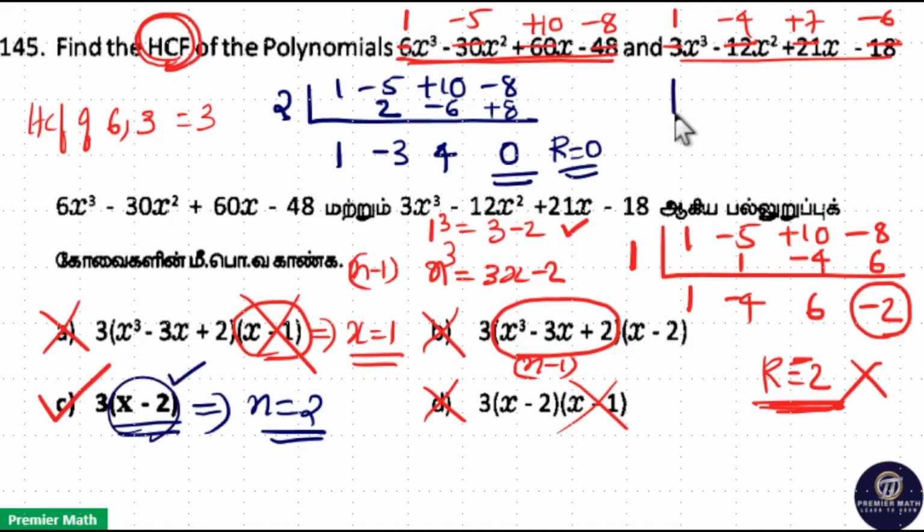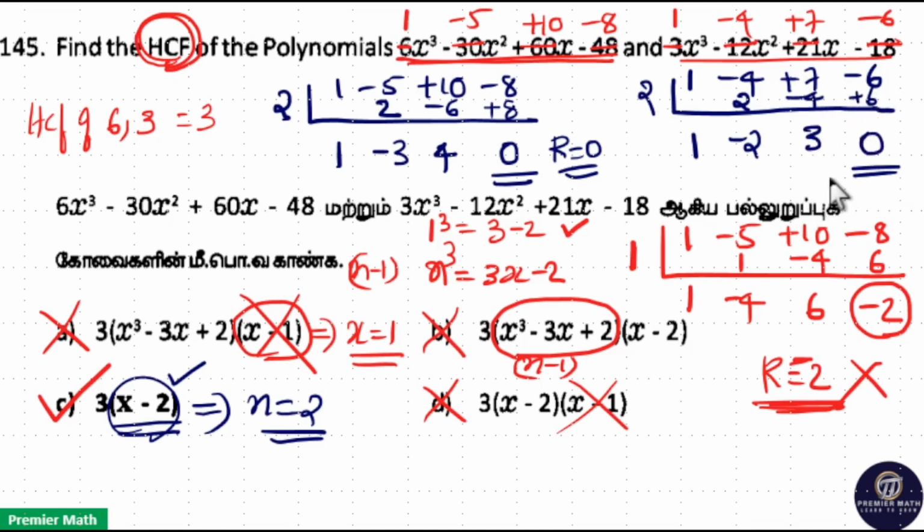Now in the case of the second polynomial, write the coefficients. That is 1, minus 4, plus 7 and minus 6. Now the divisor is 2. Write the first coefficient as it is. 2 into 1 is equal to 2. Write it here. Minus 4 plus 2 is equal to minus 2. Minus 2 into plus 2 is equal to minus 4. 7 minus 4 is equal to 3. 3 into 2 is equal to 6. So you got the remainder as 0 here. In this case also the remainder is 0, which means the second polynomial is also divisible by x minus 2. So your answer is option C. HCF is equal to 3 into (x minus 2).